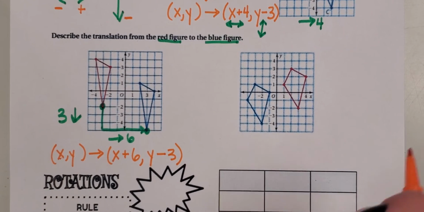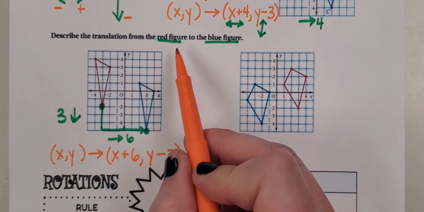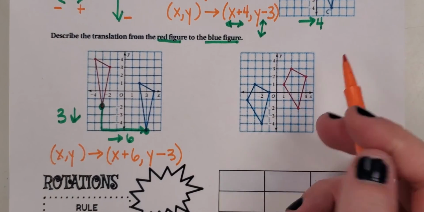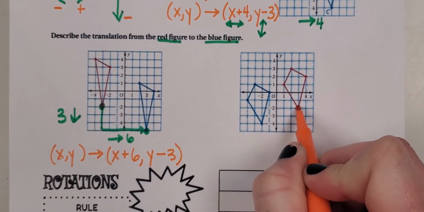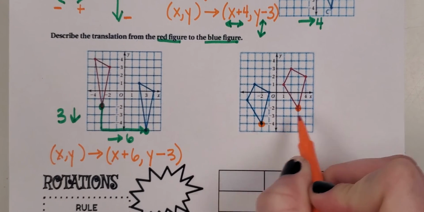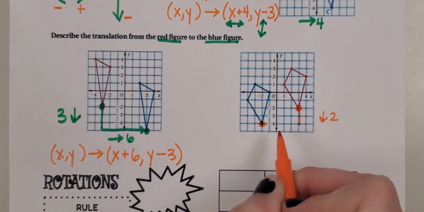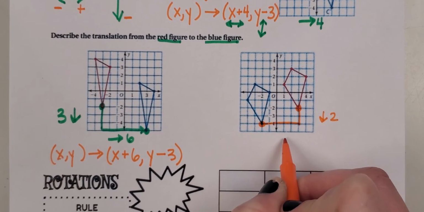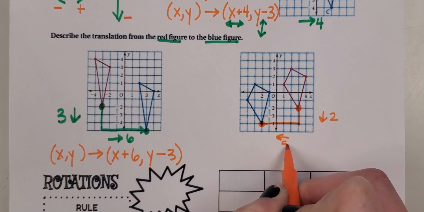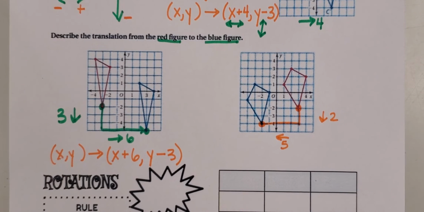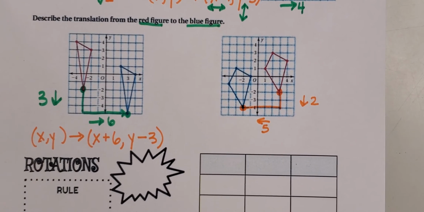For this next one, again, we're taking the red figure to the blue figure. So my red figure, let's go this point to this point. I would be going down 2 and to the left 5. So with that information, I know that I can write my rule.